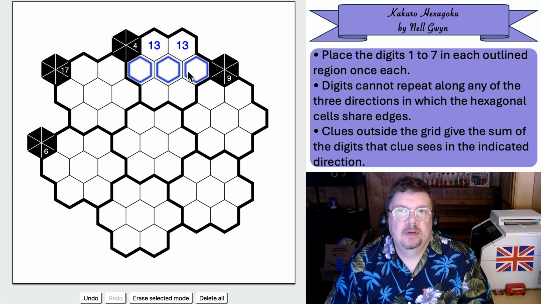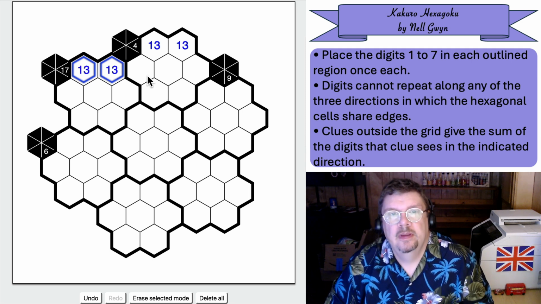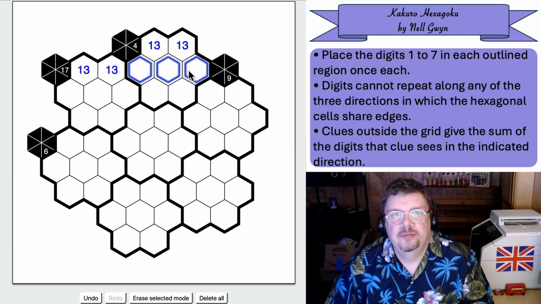I could do 2, 5, 6, which would be 11, 12, 13, so that would need 4. That would be 1 and 3. That would work. 2, 4, 7 would be 13, also need 4. That would be 1, 3. So that's 1, 3 either way. This is either 2, 5, 6 or 2, 4, 7.